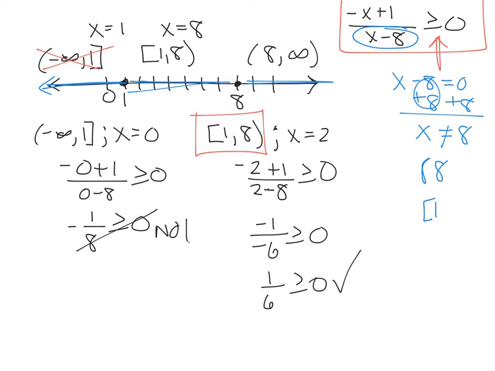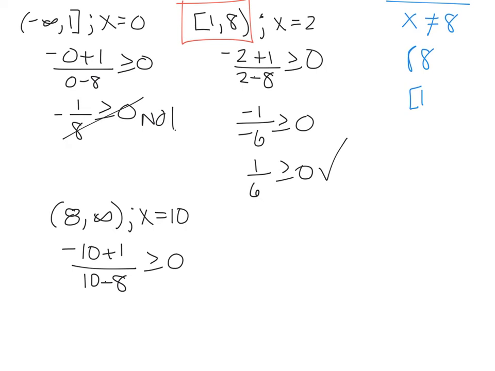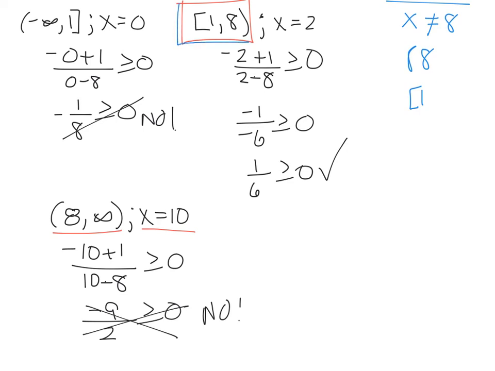Lastly, I'm going to check the interval 8 to infinity, and I'll select x equals 10 as my test point. Now I have negative 10 plus 1 divided by 10 minus 8 is greater than or equal to 0. When I do this calculation, I get negative 9 divided by 2. Negative 9 halves is not greater than or equal to 0. That means the only interval that works is the 1 to 8. So my final answer is 1 with a bracket by it and 8 with a parenthesis.